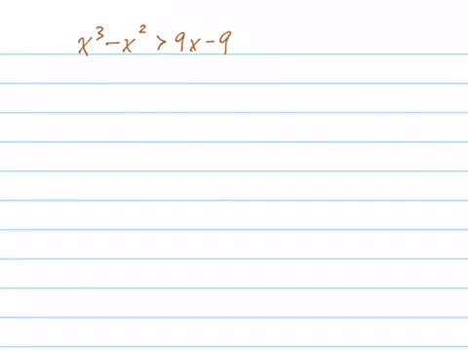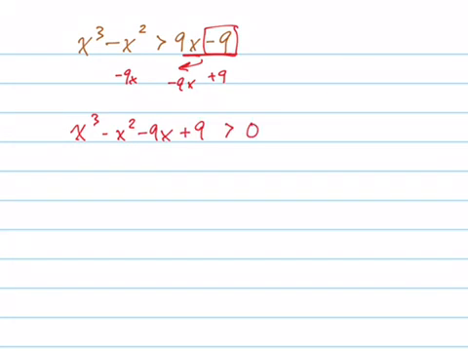All right, let's solve this inequality. To solve the inequality, the first thing to do is to move all of these things to the other side, and that's just basic algebra. So I have to subtract 9x to get the 9x over from both sides. If that's being subtracted, how do I get rid of it? You've got to add it. So my new equation is going to be x cubed minus x squared minus 9x plus 9 is greater than 0. Now this problem is a little bit trickier.